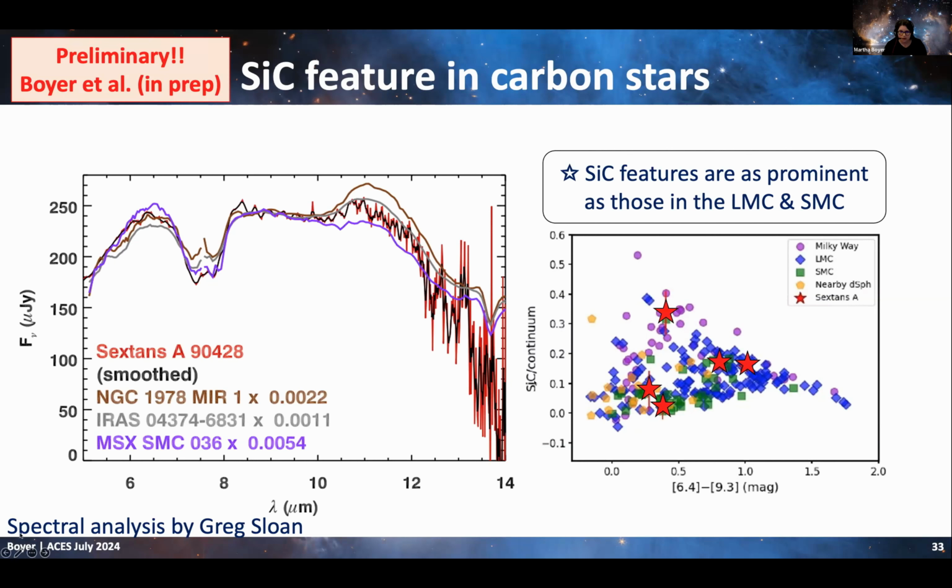And the strength of the silicate carbide in these stars is similar to what we're seeing in Magellanic Clouds, and in this particular star, even as strong as a star in the Milky Way. So these have a ton of silicate carbide, really, considering their metallicity, and that's really surprising. It's not entirely clear how you get this much silica for dust production at this metallicity, but it's there.